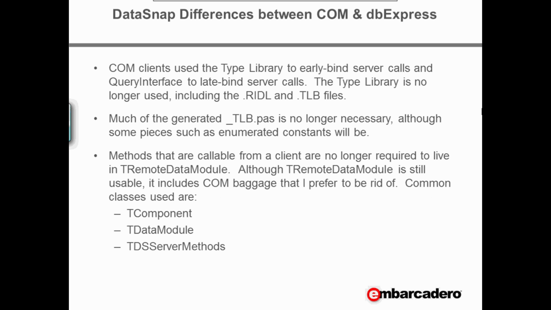DataSnap differences between COM and DB Express. COM clients use the type library to early bind server calls and QueryInterface to late bind server calls. The type library is no longer used, including the RIDL and TLB files. Most of the TLB Pas file is no longer necessary, although some pieces, such as enumerated constants, may be.